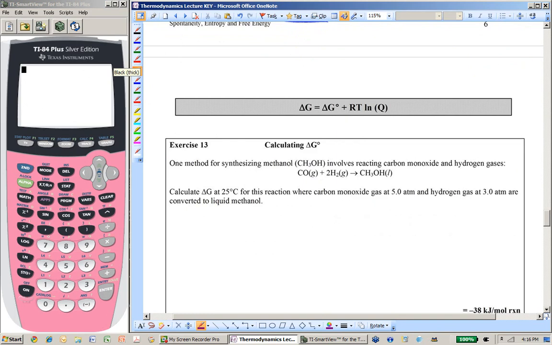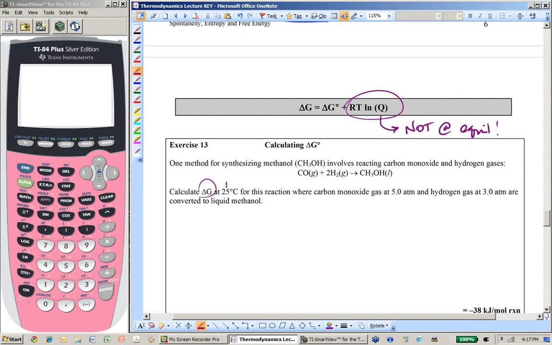Okay, so delta G equals delta G naught plus RT ln Q. And if you're using this Q, this is when you use this version, you are not at equilibrium. So one method for synthesizing methanol, CH3OH, involves reacting carbon monoxide and hydrogen gases. Again, nice balanced equation. Calculate delta G. Note the lack of naught.